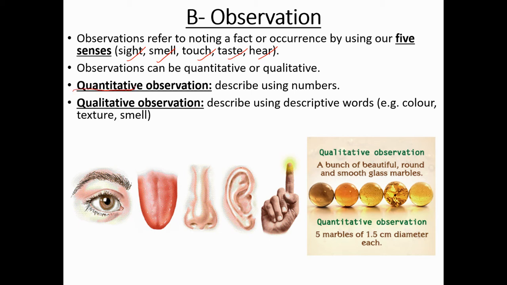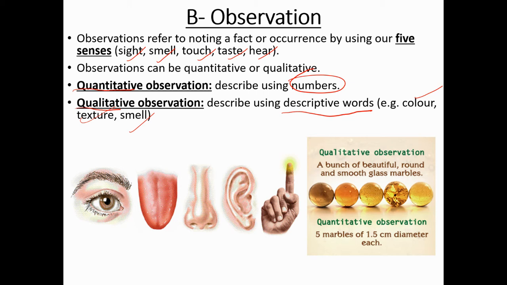Quantitative, think quantity. That's when you describe something using numbers. So there's a measurement involved. There's a numerical value involved. Qualitative observations, think quality. That's when you describe using descriptive words like the color, texture, or smell of something.